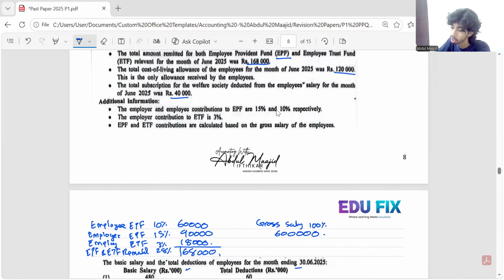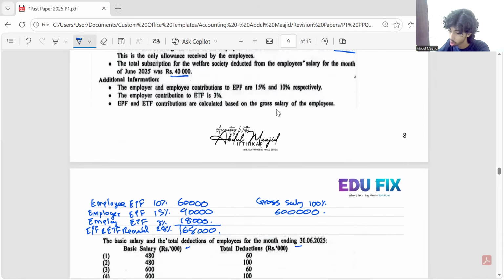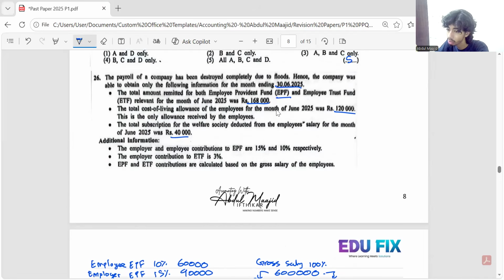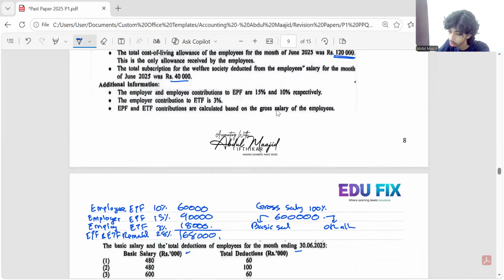Then they're asking basic salary and total deductions now. Now gross salary will include the basic salary and other allowance, so other earnings. Now here the only other allowance given is the cost of living allowance of 120,000. If the cost of living allowance is 120,000, basic salary will be 480,000. How much is your total deduction?